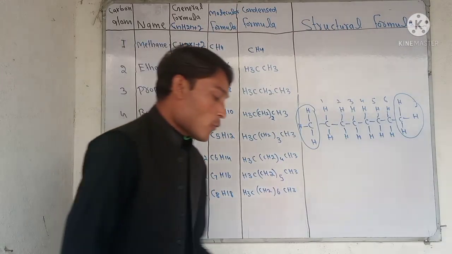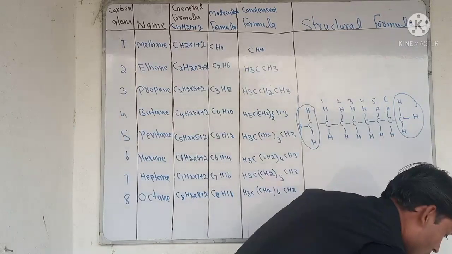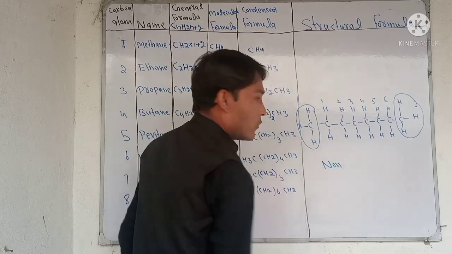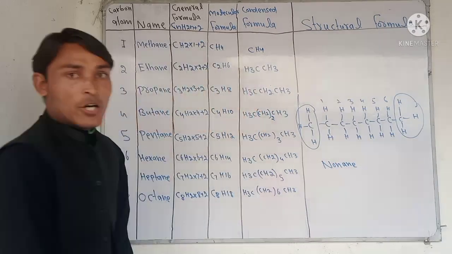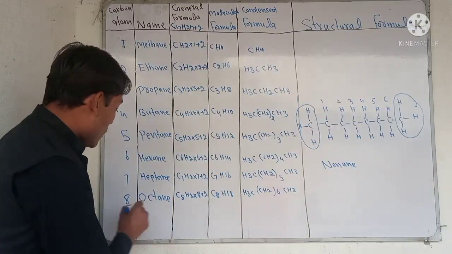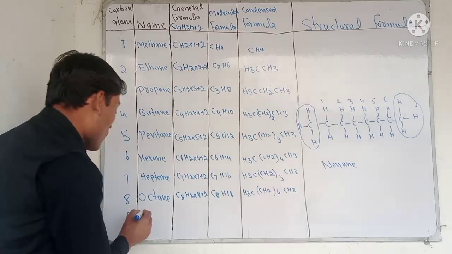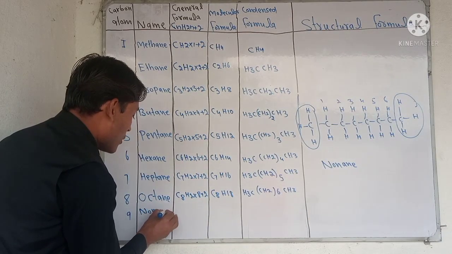Now if we talk about 9, we need to remember nona. What we call nona, we have to remember, and ane is required for 9. So we write nonane. For 9 we write nona, and then what we require here is ane. That is nonane, N-O-N-A-N-E.